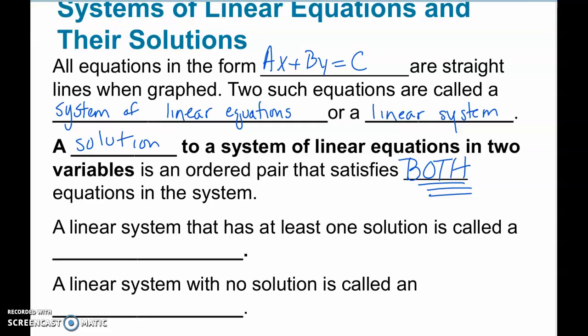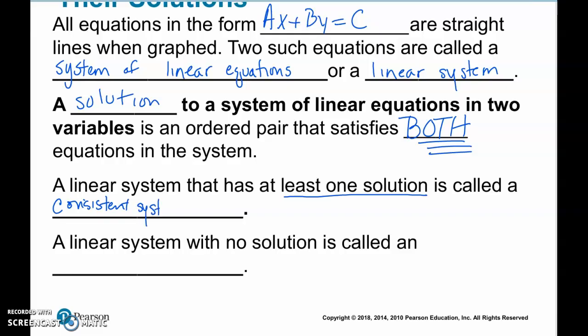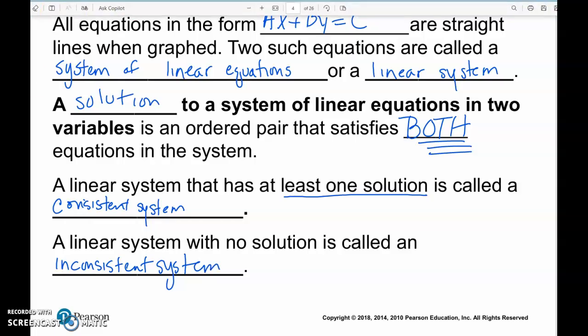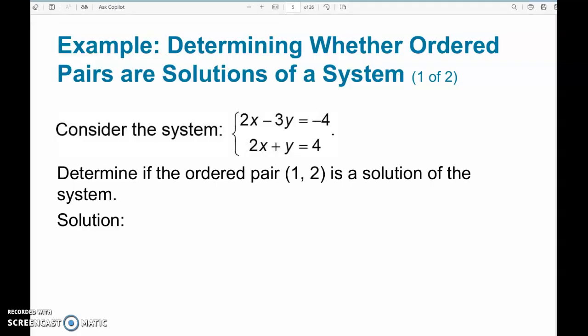A linear system that has at least one solution is called a consistent system, and a linear system that has no solution is called an inconsistent system. So let's look at an example on the next page. It says determine whether the ordered pair is a solution to this system.